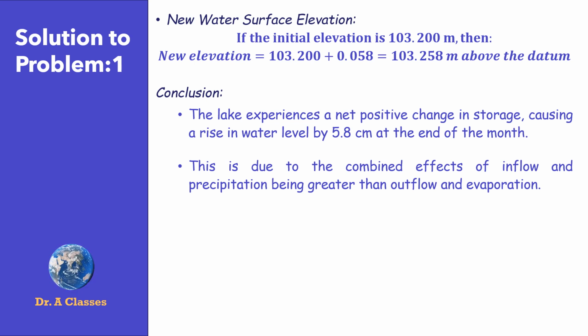The conclusion is the lake experiences a net positive change in storage, causing a rise in water level by 5.8 centimeters at the end of the month. This is due to the combined effects of inflow and precipitation being greater than outflow and evaporation.